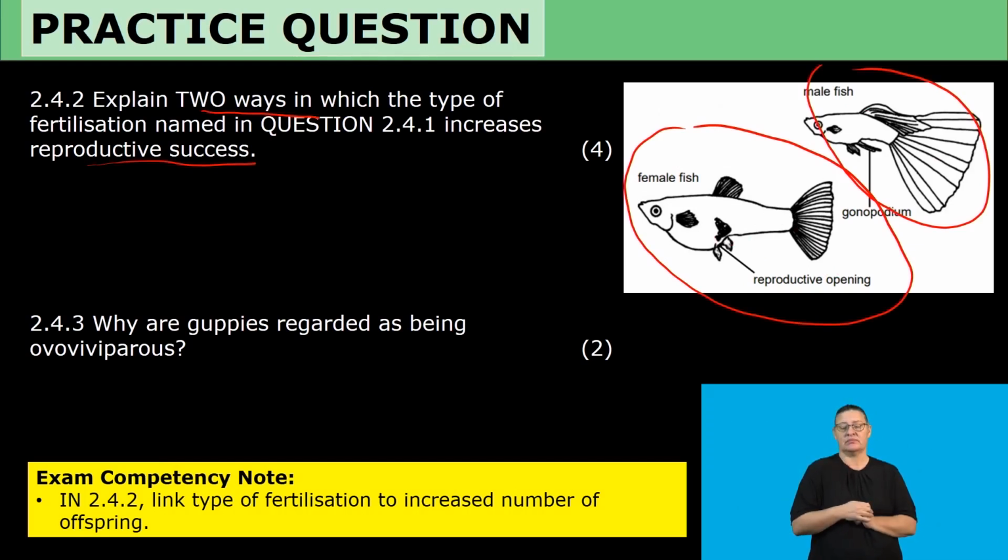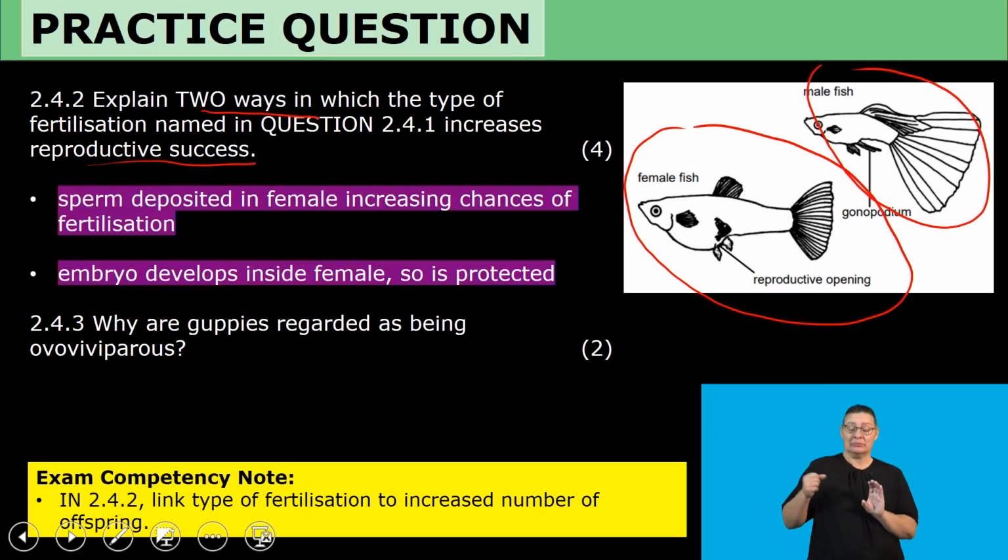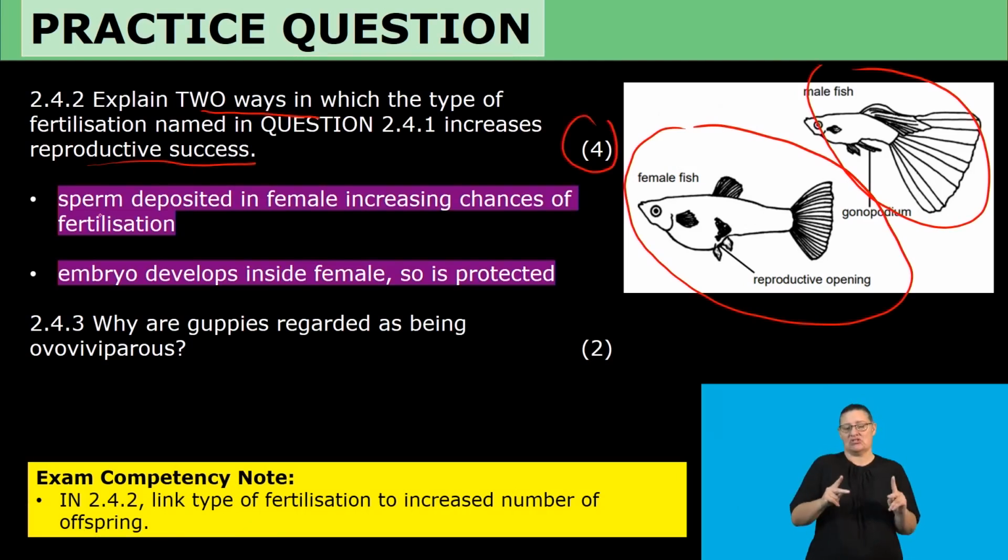So going back to the question, let us see what our answer is. The answer is that you are explaining for 4 marks. Sperm deposited in female, increasing chances of fertilization. You are supposed to explain 2 ways. So this is the first way.